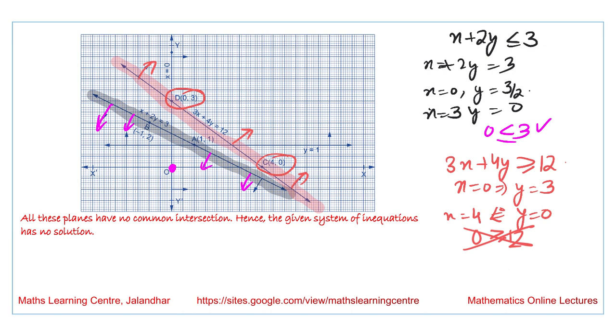Next, the next 2 lines are, first, y ≥ 1, and second, x ≥ 0.